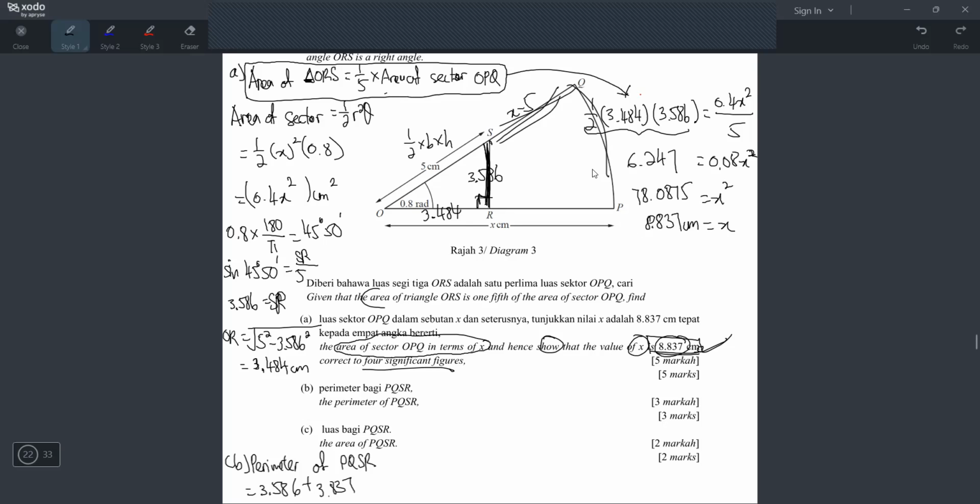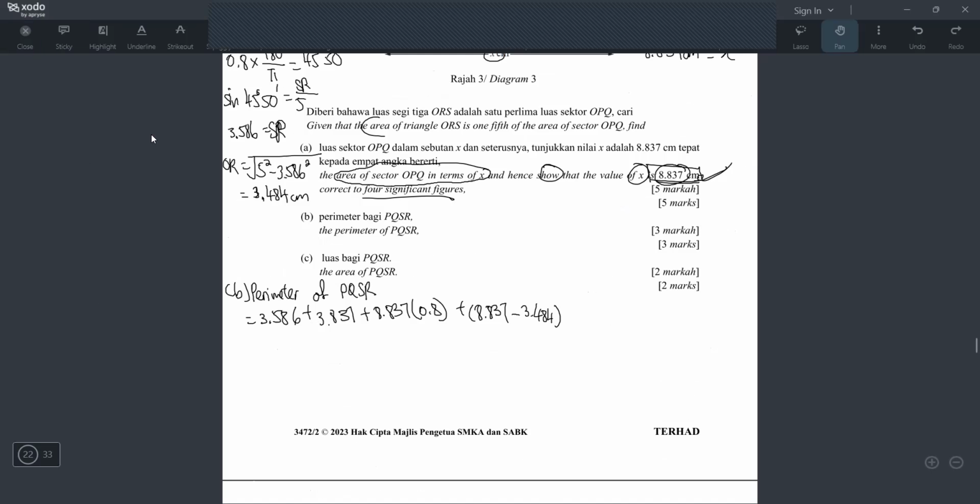The next line is the arc, right? Okay, how to find the arc? I will use the formula S equals R theta. So R theta formula, the radius will be x, which is 8.837, times with the angle in radian, which is 0.8. This is how you get the arc length. And then plus with the last line, which is the PR line. How to find PR line? Very easy. Just take the x, which is 8.837, minus with the 3.484. Yep, that should give you the answer.